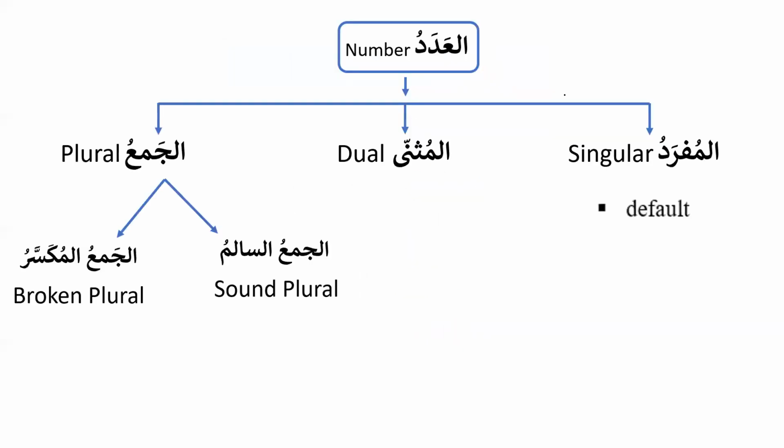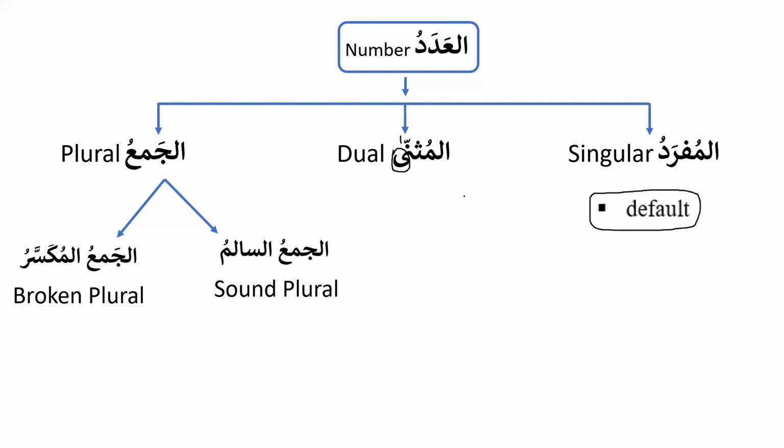Al-adadu, as we discussed, has al-mufradu as the default. What does that mean? When we look at the noun for the first time, the default construction of the noun will be al-mufradu, or singular. And when we have a singular noun, we can make dual from it, which is al-muthanna. Now we can see that this is alif maqsura, and this is not ya because it does not have 2 dots. So it can be written like this as well. And then we have al-jam'u, which is plural.